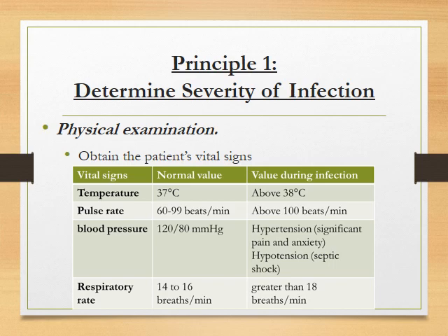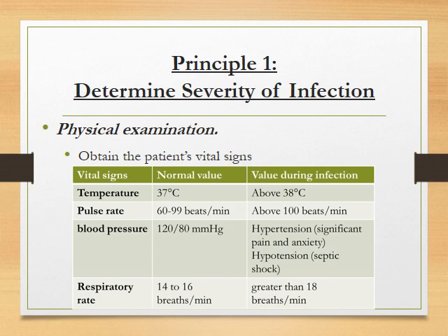The first vital sign affected by the infection is the temperature. If I measure the temperature and it is above 38 Celsius, it means I have a severe infection, a systemic manifestation of the infection. Also, the pulse rate. With the increase of the temperature, there will be an increase in the pulse rate. If I check the pulse rate and it is above 100 beats per minute, it means I have a serious and severe infection.